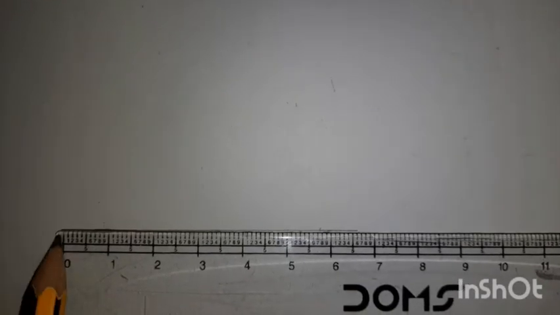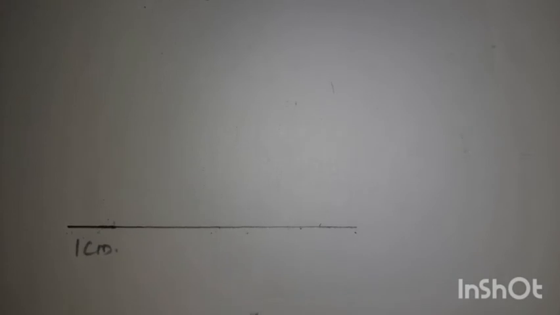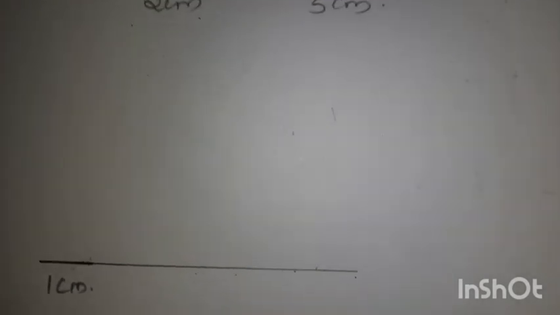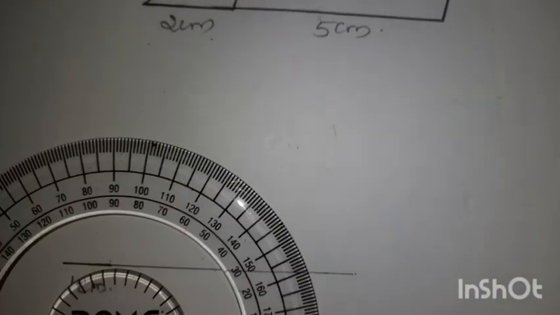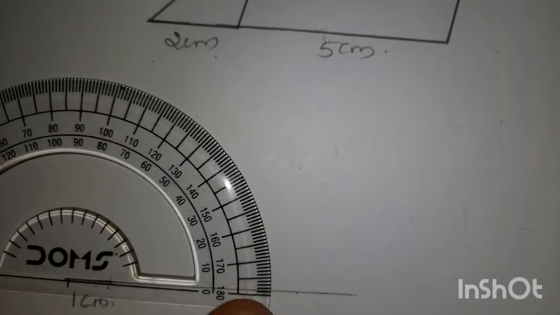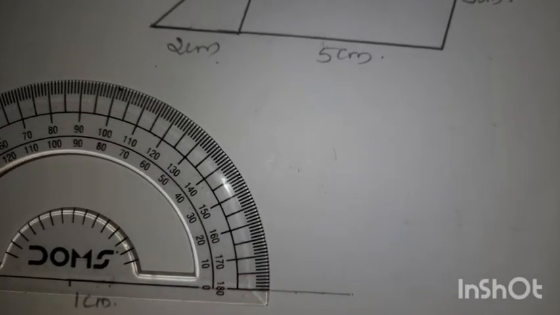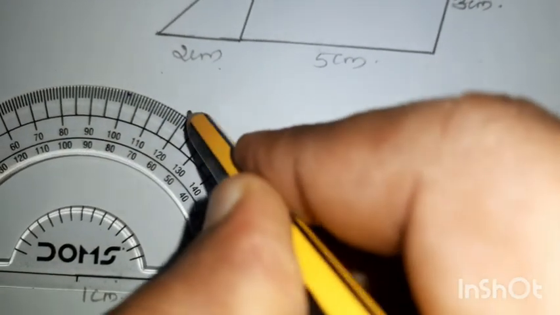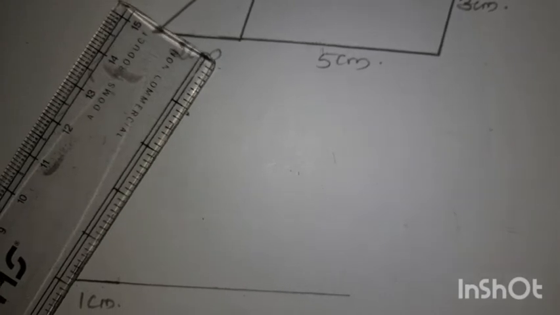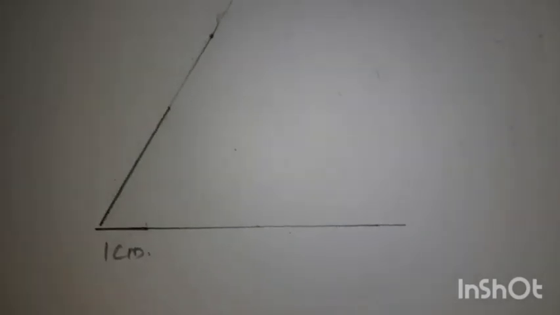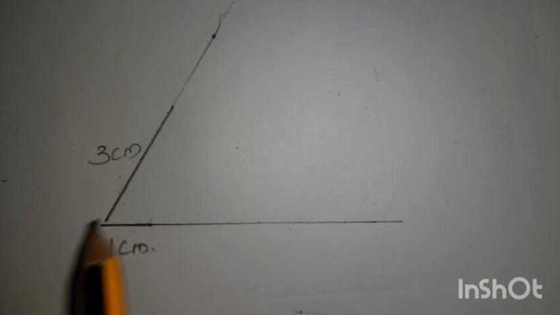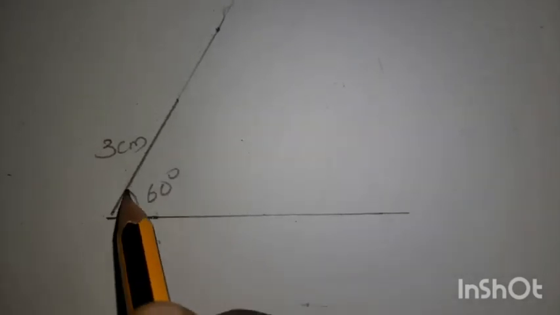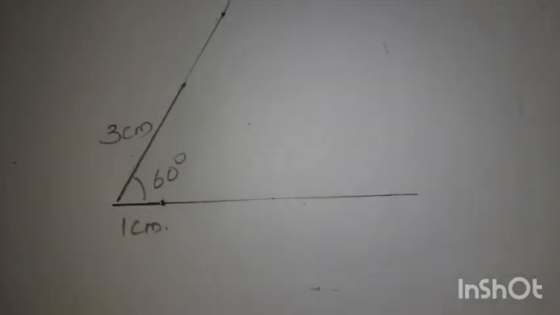Draw a line and mark 1 centimeter. So we got a 1 centimeter first. Then using your protractor you have to mark 60 degree. Then draw the line of 3 centimeter. This angle is 60 degree.